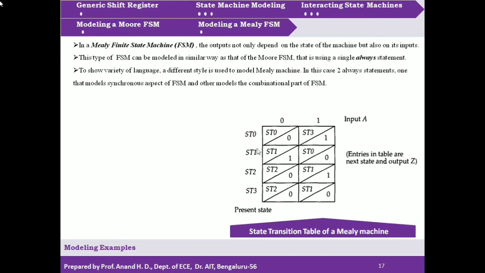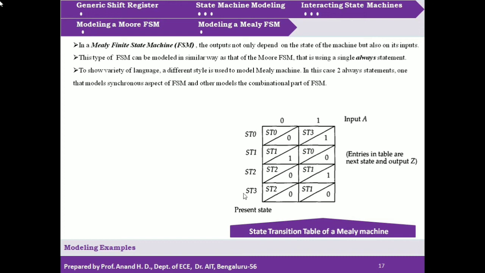Similarly, if the present state is 1 and input is 0, the output will be 1 and there will be no state transition, so it remains in state 1. If the present state is 1 and input is 1, then the output becomes 0 and there will be a state transition from state 1 to state 0. If present state is 2 and input is 0, then there will be no transition, it remains in the same state and output is 0. If present state is 2 and input is 1, then output is 1 and there will be a state transition from state 2 to state 1.